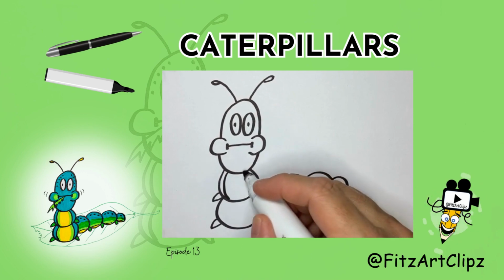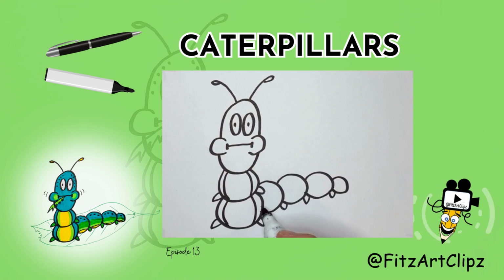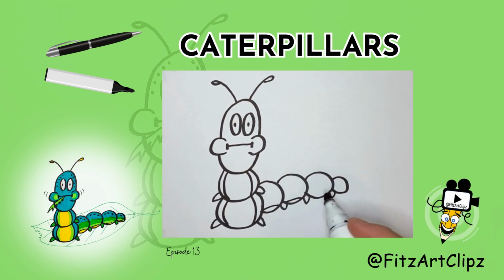Now let's draw some lines and add a few dots for a design element. Feel free to make your caterpillar have a unique pattern just how you like it.